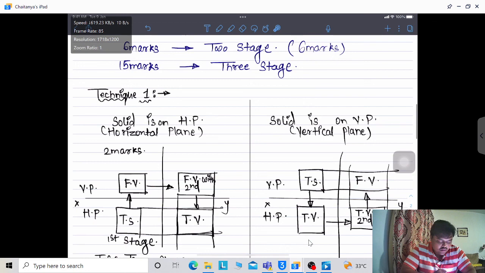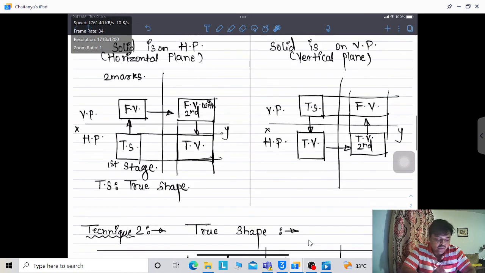ओके, फ्रंट व्यू प्रोजेक्शन एंड ट्रू शेप के प्रोजेक्शन से आता है टॉप व्यू. सिमिलरली ट्रू शेप किधर है, वीपी पे है, तो बट नेचुरल वो सॉलिड ऑन वीपी रहेगा. ओके, तो ट्रू शेप बना दिया, ट्रू शेप के बाद फ्रंट टॉप व्यू बना दिया, टॉप व्यू को ही सेकंड स्टेज का कंडीशन दे दिया टॉप व्यू के प्रोजेक्शन से, और ट्रू शेप के प्रोजेक्शन से बनता है फ्रंट व्यू. Okay, and the technique number 2 in this, all everything is dependent upon the true shape.